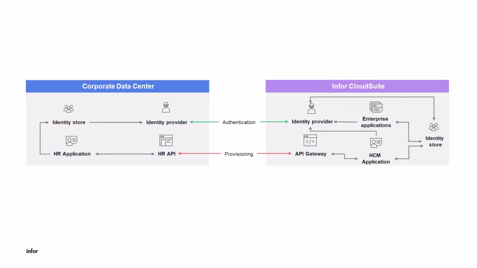Another way of performing the authentication and authorization setup is to have the Cloud Suite HCM application be the system of record, or create accounts starting in the HCM application. You can use this option if you have the HCM application. Let's look at this configuration diagram.